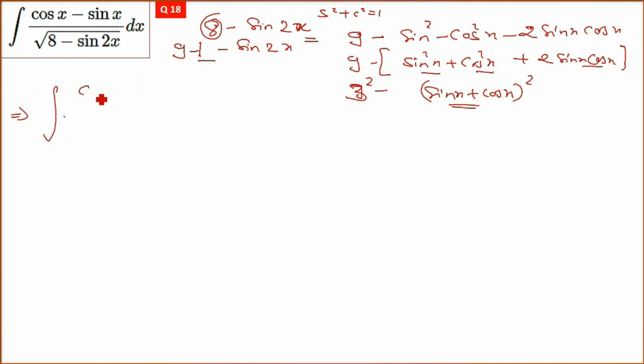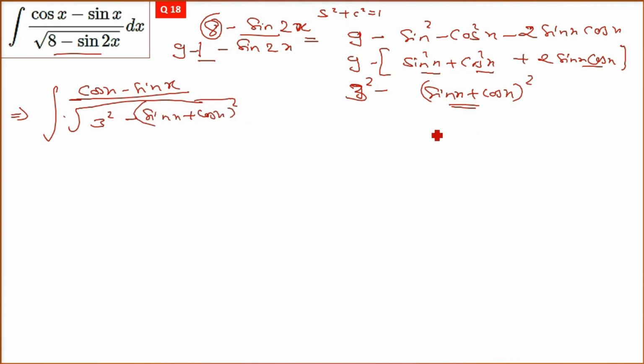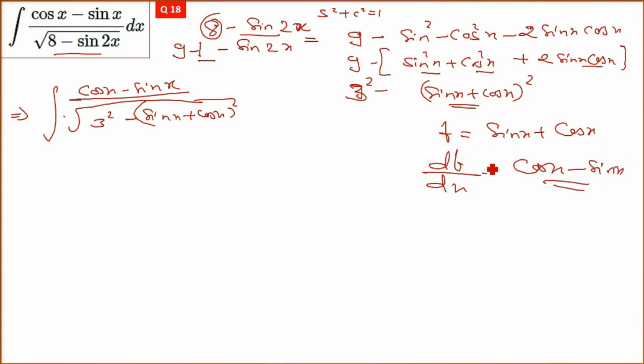So integration will be something like this. Cos x minus sin x. Denominator will be 8 will be of course 3 square we got. Sin x plus cos. This sin x plus cos x will give you directly cos x minus sin x because I'm taking t as sin x plus cos x. So dt by dx will be equal to sin x will be cos x will be minus sin x. So cos x minus sin x you can write. So there is no problem here. In the previous question we had a negative, so we have to take the negative on the other side. But here it's directly you can do it.